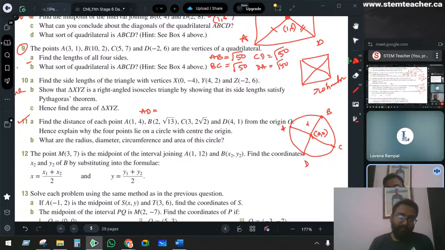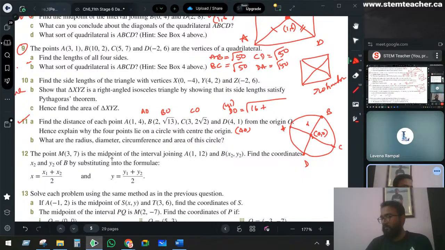What is the distance? No, not AD. What is that? AO. You have to find out AO, BO, CO, DO. So what is O? O is 0, 0, and this point is 4, 1. So it is the square root of (4 minus 0) whole square, which is 16, plus (1 minus 0) whole square, which is 1. Therefore, your radius is square root 17. With center O and radius square root 17, what is the equation? x square plus y square is equal to 17.